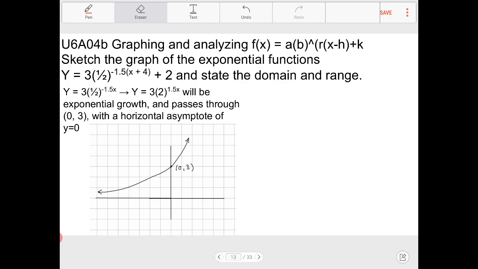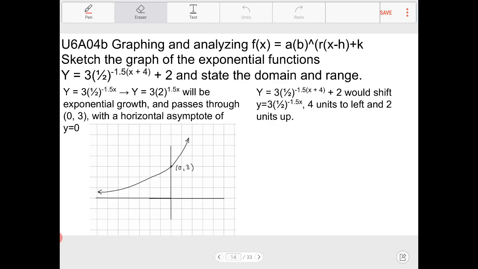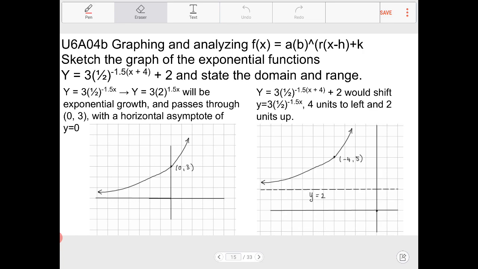All right, the next thing we're going to do is apply the horizontal and vertical shift. So we're going to be shifting this 4 units to the left and 2 units up. So (0, 3) as a result is going to be moved to (-4, 5). The horizontal asymptote, which was originally at y = 0, will now be pushed up to y = 2. This is the final graph that we were trying to pursue.